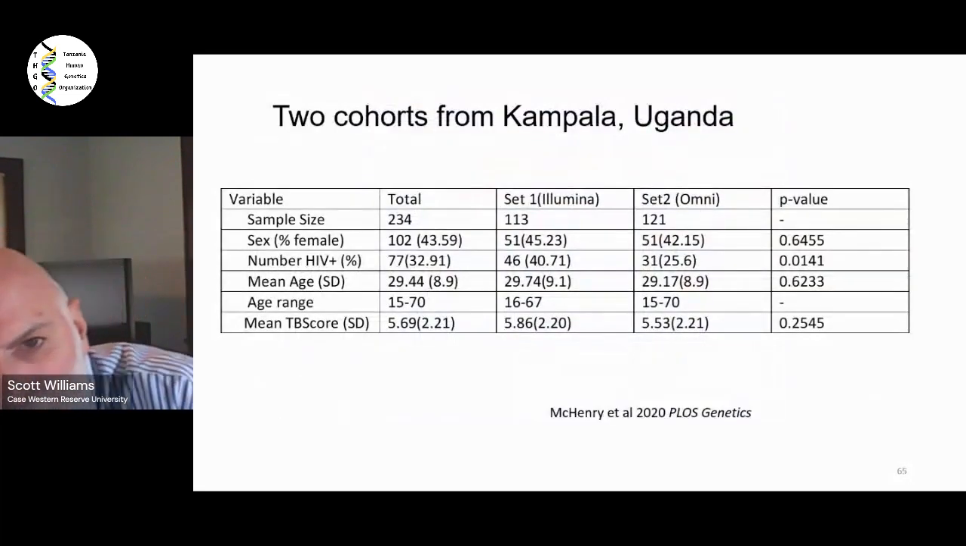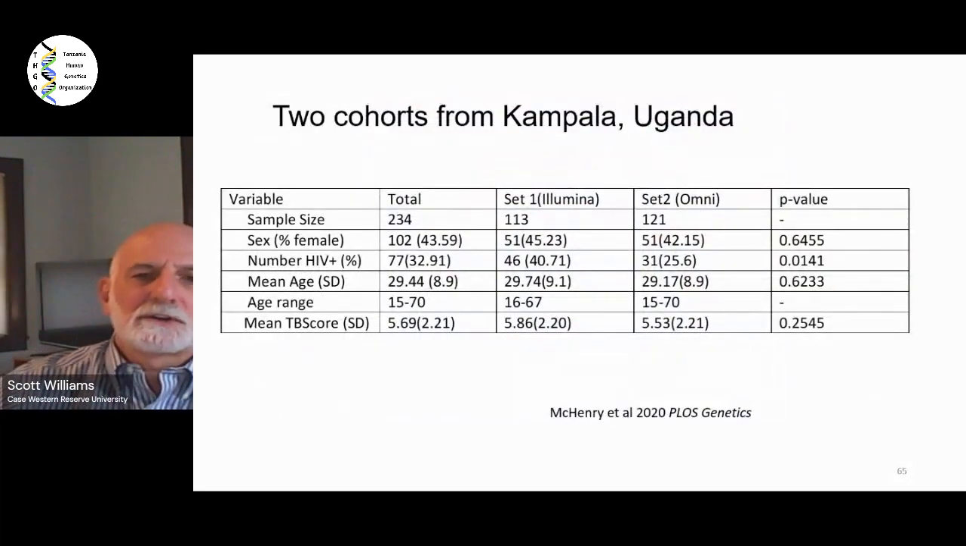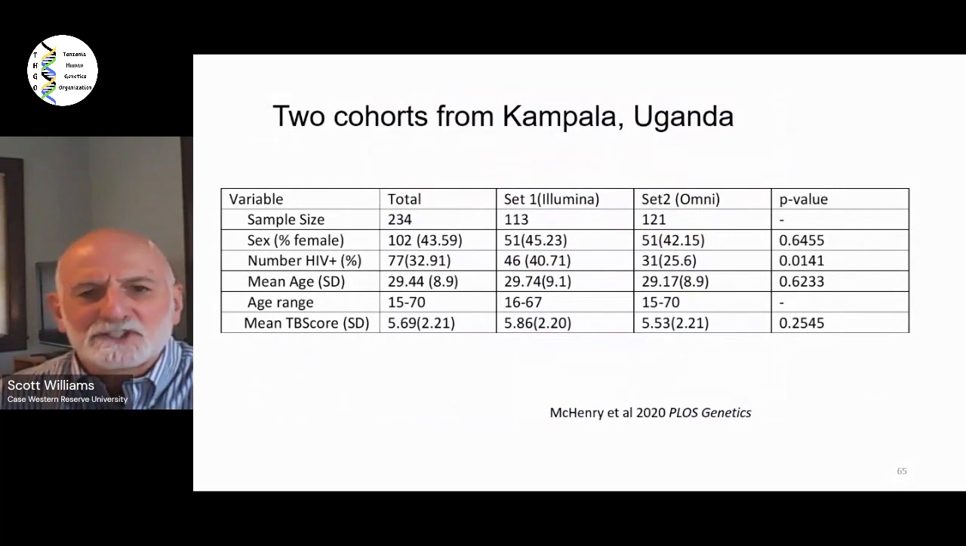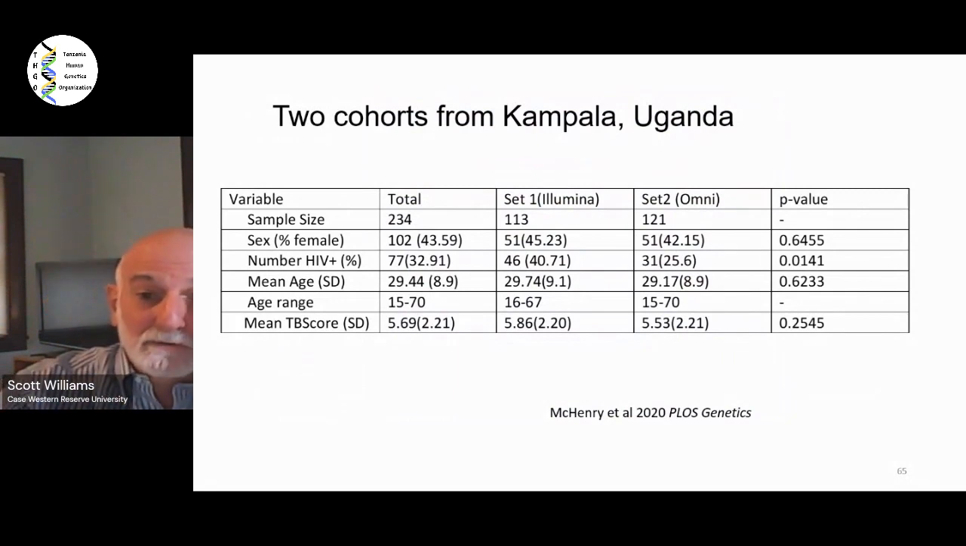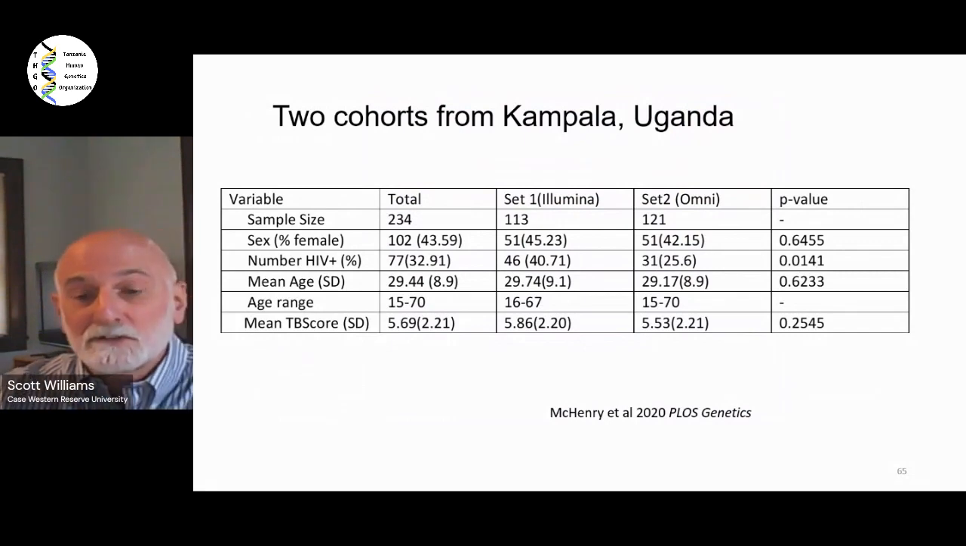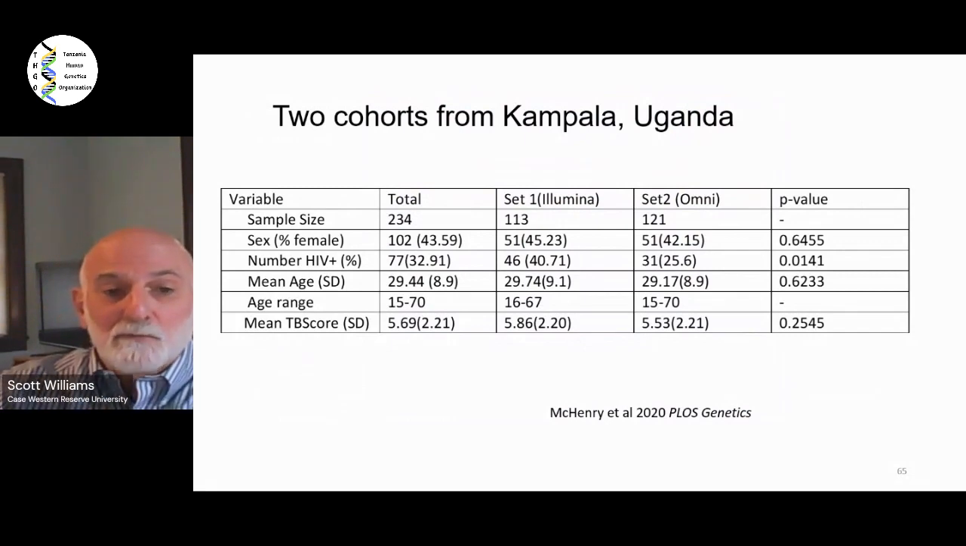The 2 cohorts we looked at were sampled independently and genotyped independently out of Kampala. They totaled 234 people for this part of the study, 113 in cohort 1, 121 in cohort 2. They were similar in most regards, with the exception that cohort 2 had a lower HIV positivity rate, and therefore we adjusted the model for HIV.